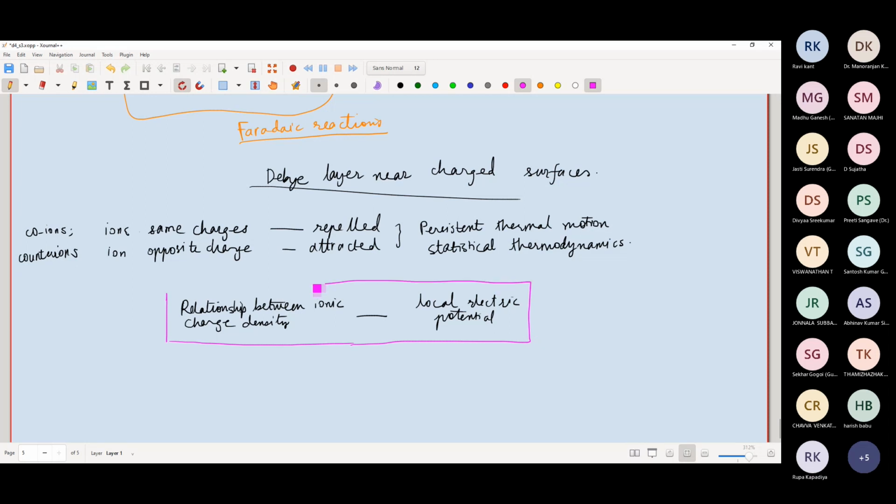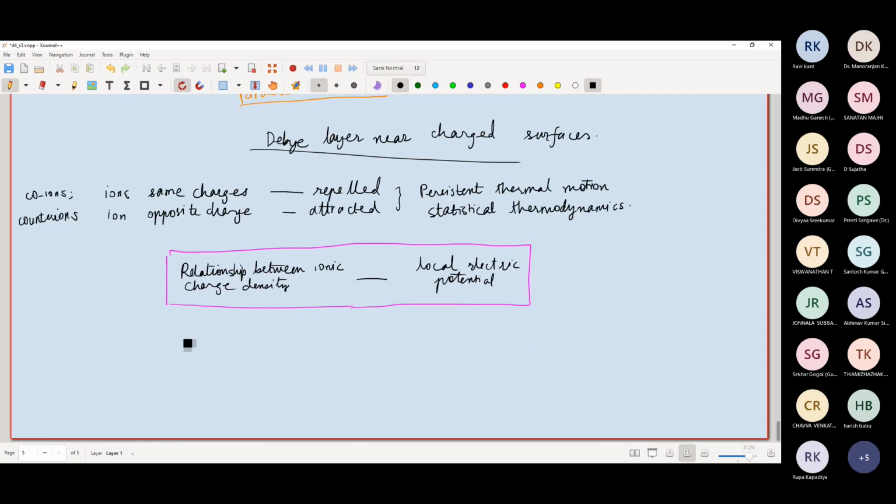Meaning, if there is a region of high potential, what is the ionic charge density? Similarly, if there is a region of low electric potential, what is the ionic charge density? We must first do this. And so the starting block is to write down an expression for the chemical potential. So the chemical potential for the positive and negative ions is given by a constant plus kB T log of C over C naught.